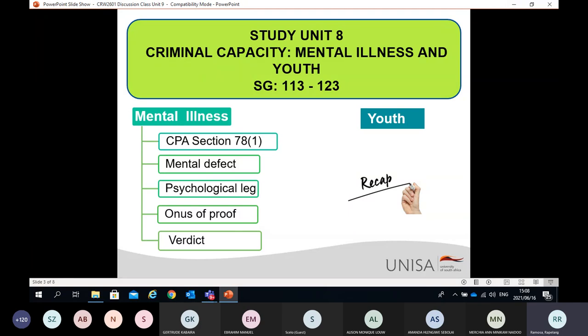The most important aspect to take from last week's session is that the proof of mental illness alone, I will repeat that because there was background noise, the proof of mental illness on its own will not lead to X not being criminally responsible. It must be proved that the mental illness affected one of the psychological legs that form part of criminal capacity. And then we went on to discuss the onus of proof and the verdict.